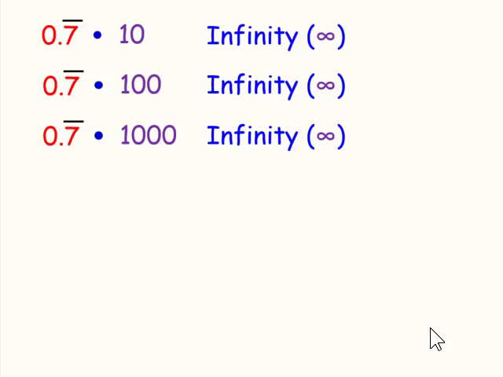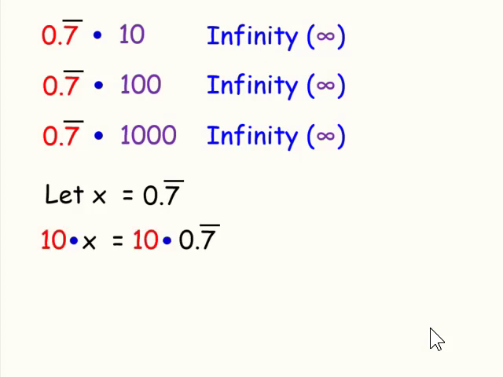Always start by letting x equal the repeating decimal you are trying to write as a ratio. Since this repeating decimal repeats after the tens place, we'll multiply both sides by 10. 10 times x is 10x, and 10 times 0.7 bar is 7.7 bar. The 7 continues forever. It never ends. So even though you moved it over to the right one place, you still have an infinite number of 7s after the decimal point.